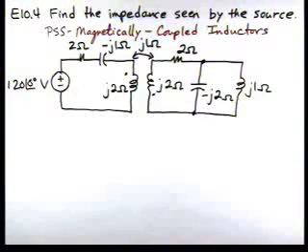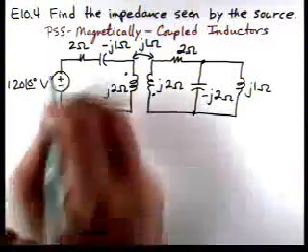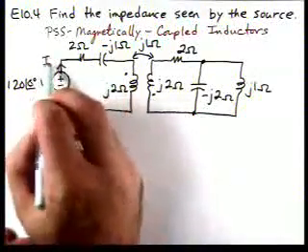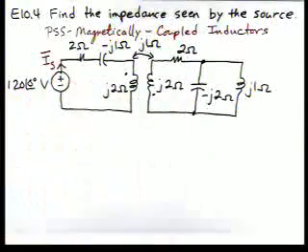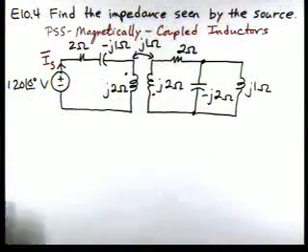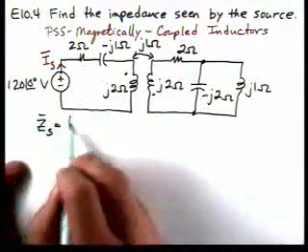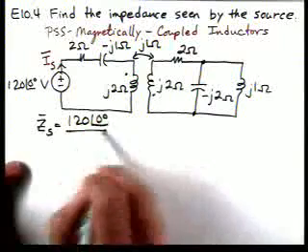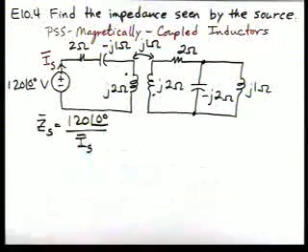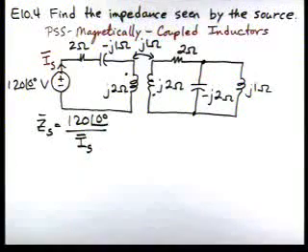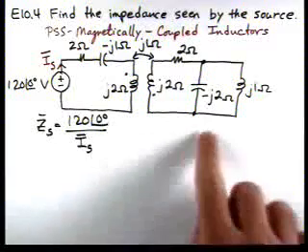If we want to find the impedance seen by the source, we're going to need to calculate the current flowing out of the source, I sub s, and then Z sub s, the impedance seen by the source, is going to be 120 at an angle of 0 divided by I sub s. So our task then is to come up with an expression for I sub s, or a value for I sub s. And before we do that, let's simplify this side of the circuit some.